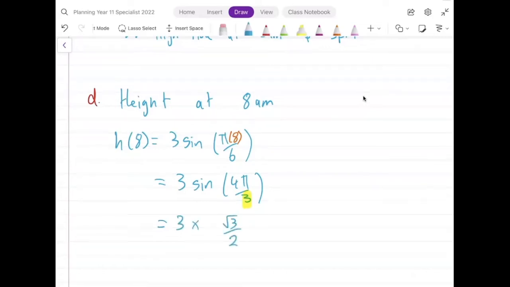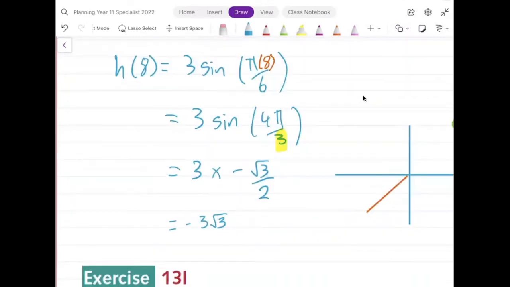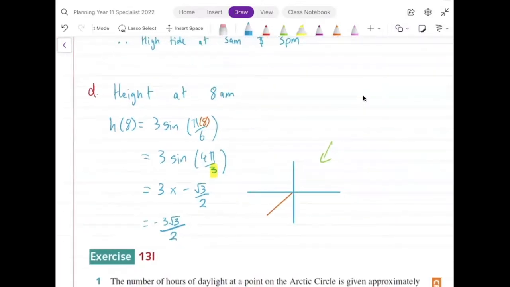And because it's 4 pi on 3, that's going to become -3 pi over 2. And there's a rough sketch to give you an idea of where 4 pi over 3 is, just in case we were struggling to understand why that was negative. Sine is negative in quadrant 3. So this is going to give me a final answer of -3 root 3 over 2. So that is going to be the height at 8 a.m.